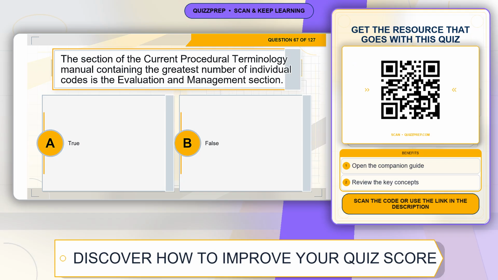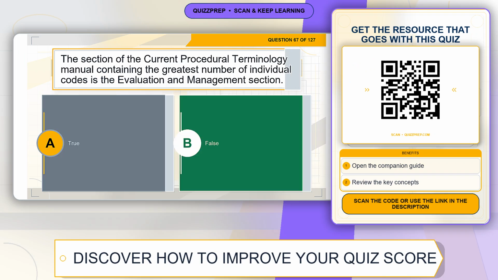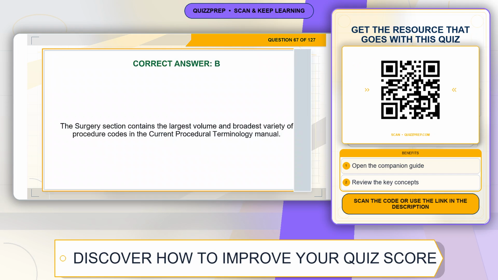Question 67. The section of the current procedural terminology manual containing the greatest number of individual codes is the evaluation and management section. Option A, true. Option B, false. The correct answer is option B, false. Explanation. The surgery section contains the largest volume and broadest variety of procedure codes in the current procedural terminology manual.